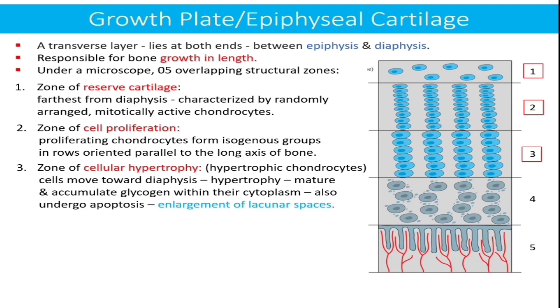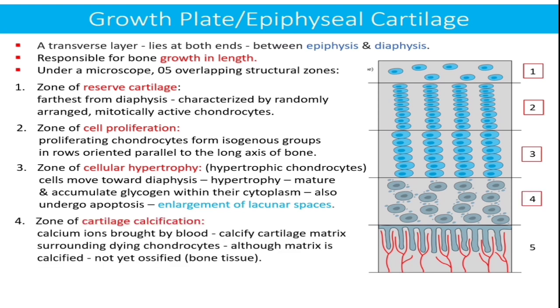Third is zone of cellular hypertrophy. Hypertrophy chondrocytes move towards diaphysis. They hypertrophy, mature, and accumulate glycogen within their cytoplasm and also undergo apoptosis, hence an enlargement of lacunar spaces. Fourth is zone of cartilage calcification. Calcium ions brought by blood calcify cartilage matrix surrounding dying chondrocytes. Although matrix is calcified, it is not yet ossified.